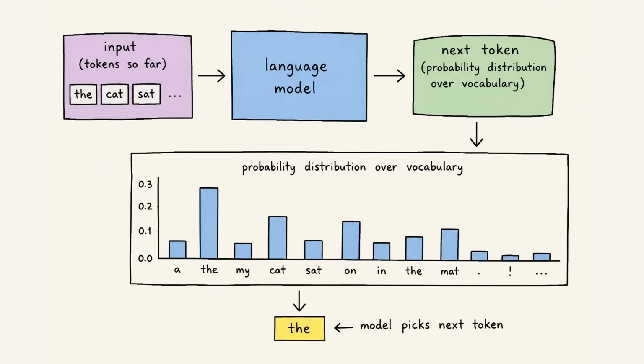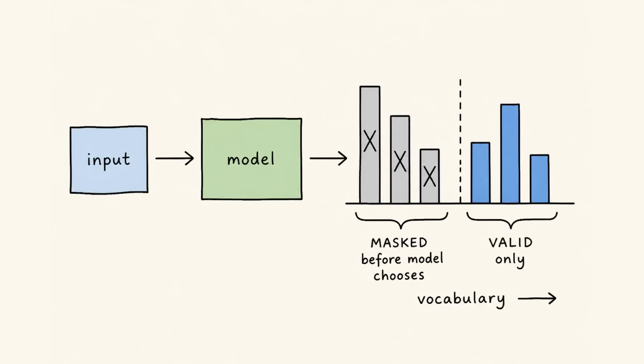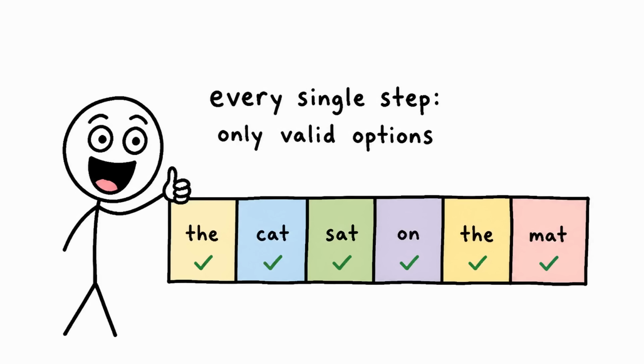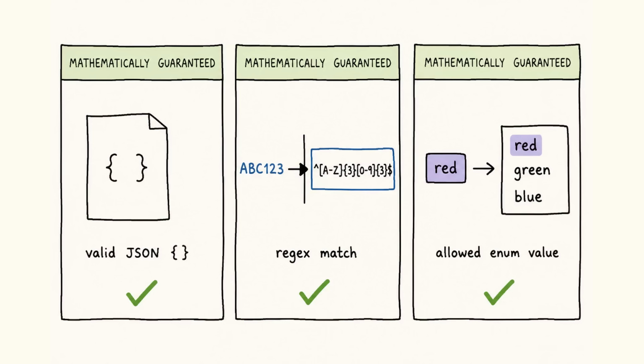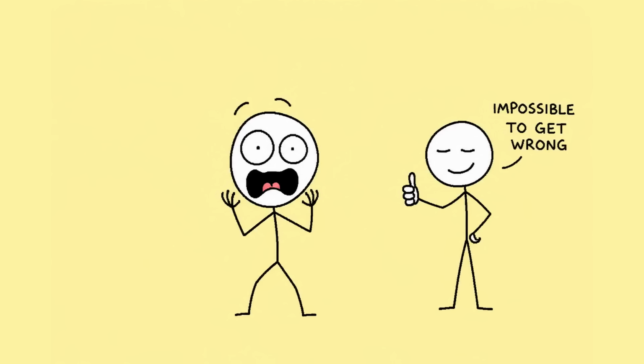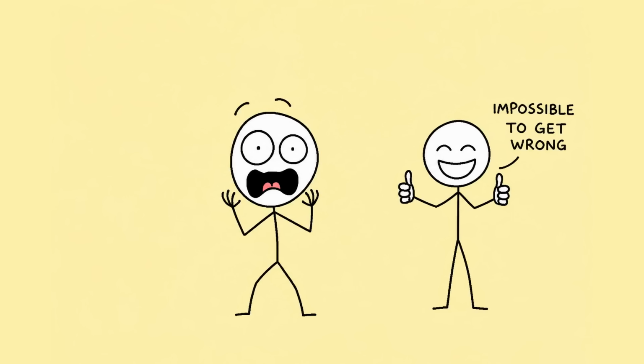The model picks the next token from a probability distribution over its whole vocabulary, right? Outlines masks out every token that would violate your schema before the model chooses, so at every single step, the only options left are valid ones. And the result is mathematically guaranteed valid JSON, or a regex match, or one of your allowed enum values. Not fixed after the fact, impossible to get wrong in the first place.